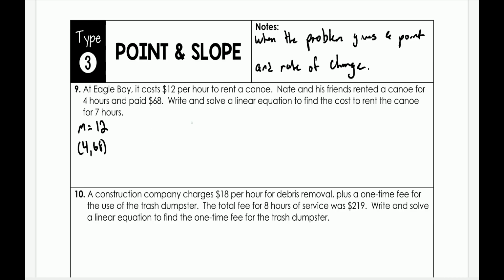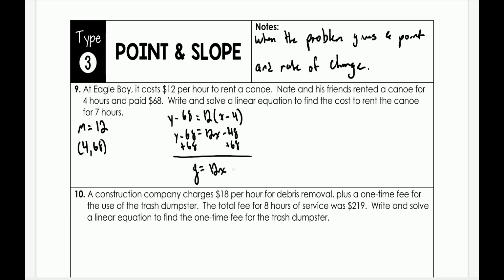So if we use point-slope form, we're going to take y minus 68 is equal to the slope, which is 12, times x minus 4. And then we're just going to solve this until we get the slope-intercept form. So distribute the 12. We have y minus 68, so we're going to add 68 to all sides. We're left with y is equal to 12x, and that's going to be plus 20. That is our slope-intercept form.